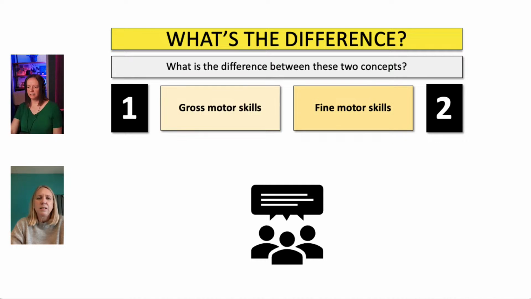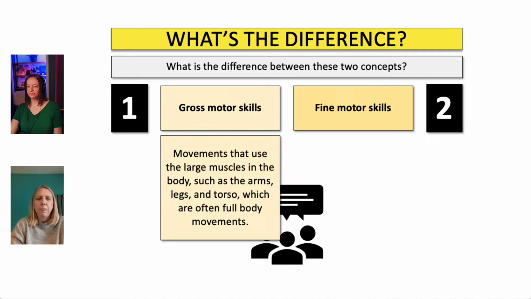Okay, let's have a look. So movements that use the large muscles in the body, such as the arms, legs, and torso. So these are often full body movements and they're about locomotion. So jumping, running, moving forward, walking, climbing. Okay, so what about fine motor skills then, Lynn?